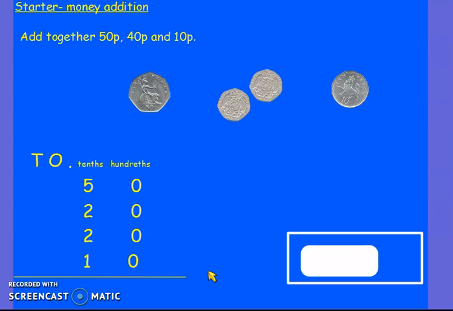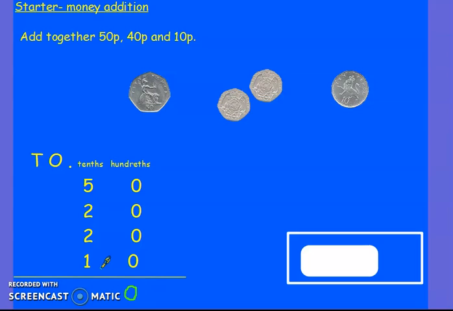Well done. Okay, if you set your work out like this with the place value headings tens, ones, tenths and hundredths, you will have ordered the numbers largest to smallest and you will have drawn a line at the bottom for your answer. Starting from the hundredths column, you should have added up all the zeros and have written 0 in the answer box. And then the tenths column, 5 tenths add 2 tenths is 7, add another 2 tenths is 9, add 1 is 10.